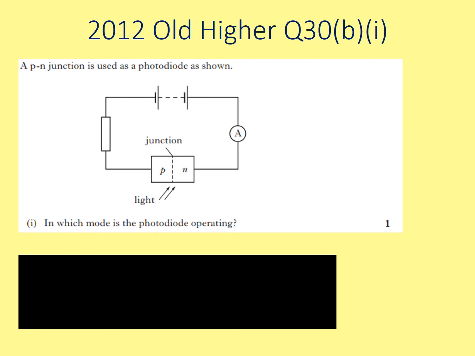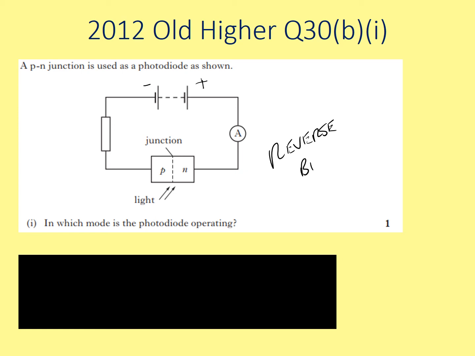2012 Old Higher Question 30b Part 1. A PN junction is used as a photodiode as shown. In which mode is the photodiode operating? Okay, so here's the negative terminal of our battery, and here's the positive terminal. We can see that our positive terminal is connected to the N-type and our negative to the P-type, which means this is actually in reverse bias.